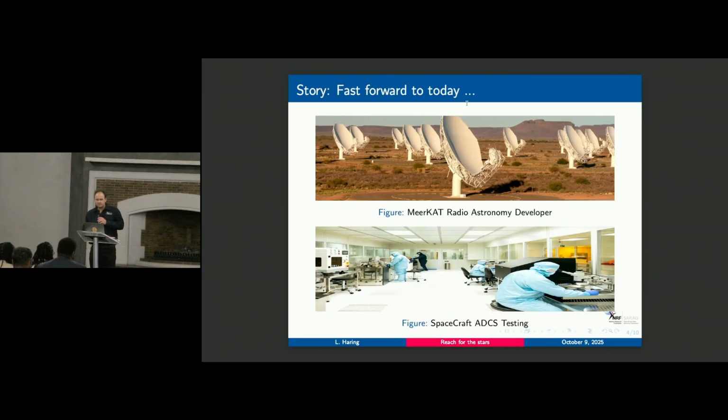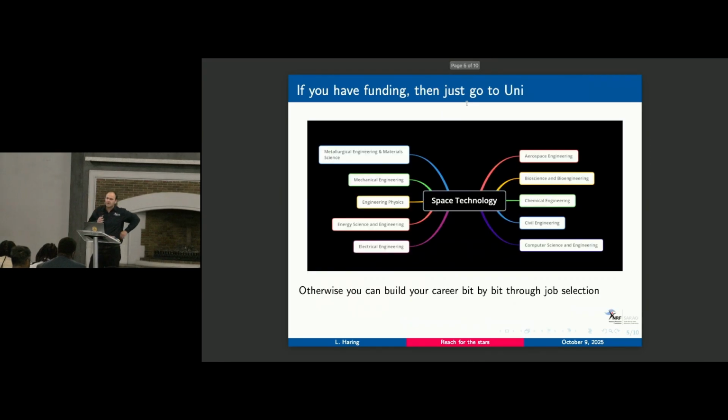So fast forward to today, I'm a bit of a hard-headed person. I went on, I work for the Meerkat radio astronomy project, and some of my past experiences have actually been testing spacecraft components. But a lot of my friends didn't make it. They did some boring jobs that made the money, and even trying was not an option anymore. So I'm here to motivate you. If you have the funding, just go to university. I'm going to help the other people.